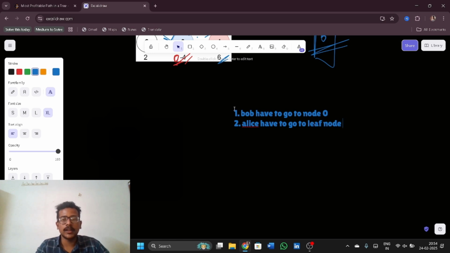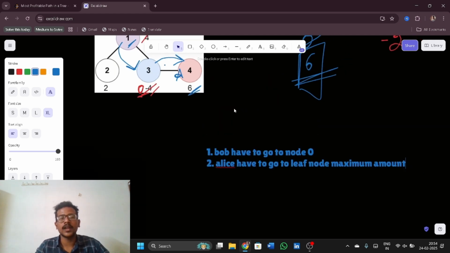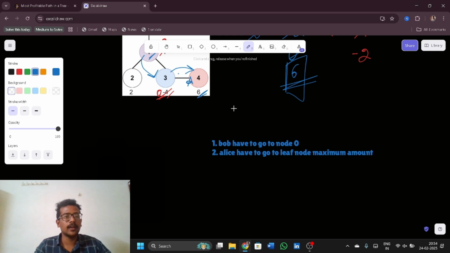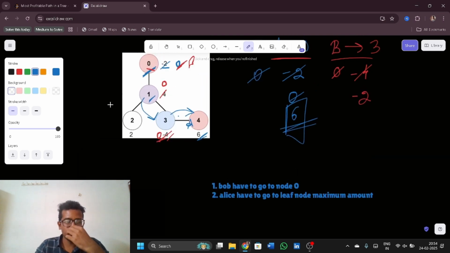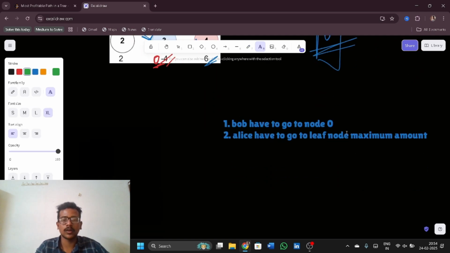But this also says that he needs to get the maximum amount. Now, there is a problem here, because here you have 3, before it was -4. Now Alice came here, but if you didn't change it to 0, you would add this -4 to the value of Alice. So we need to take care of that before. Now let us see what happens here.